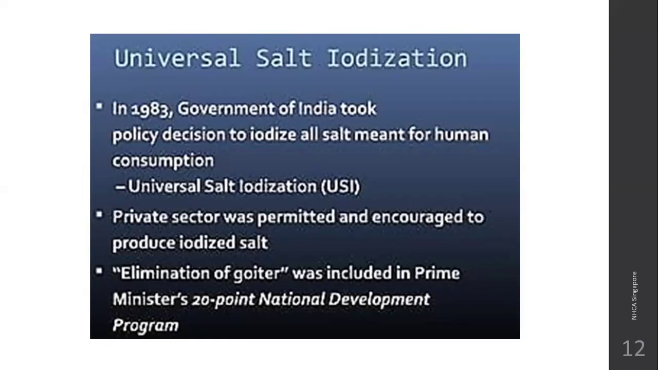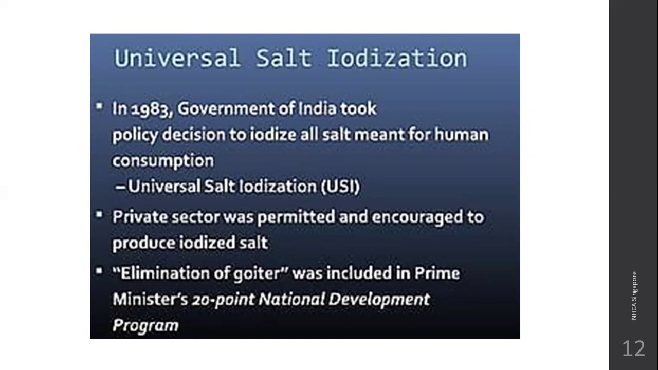Next, you have universal salt iodization. So in 1983, in India, the government of India took the policy to iodize all the salt that is manufactured at an industrial level for human consumption and also for cattle consumption. So this is what we call universal salt iodization, not just in India, all over the world. Salt iodization is adopted because salt is a universal food, and it is used in the same quantities everywhere. The quantity of salt used in the day-to-day diet is the same everywhere.